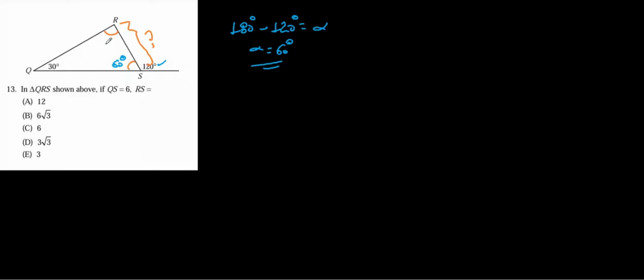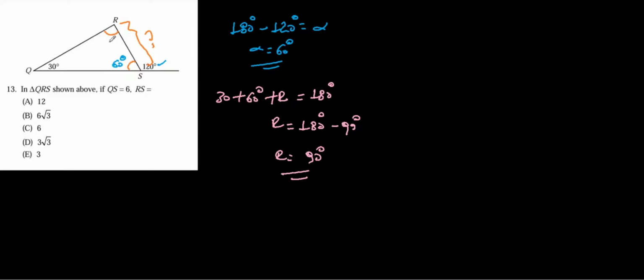60 degrees. So we know that the sum of the interior angles of a triangle is 180 degrees. So 30 plus 60, this one is 30, 60 plus R is equal to 180 degrees. So that means R is equal to 180 minus 90 degrees. So R is just 90 degrees. So that means this one, it is 90 degrees.